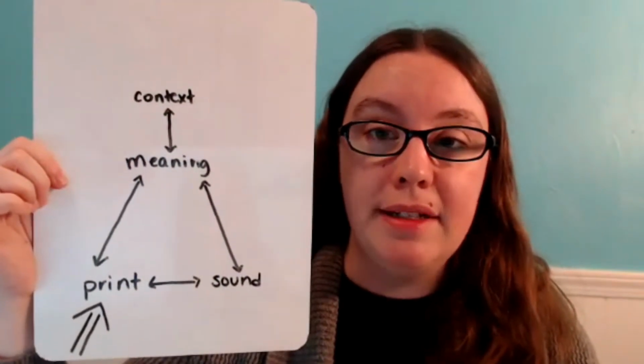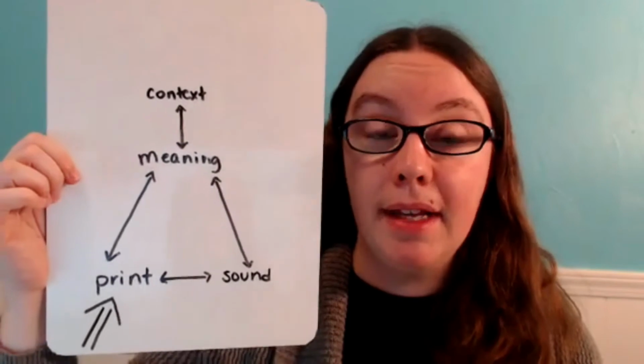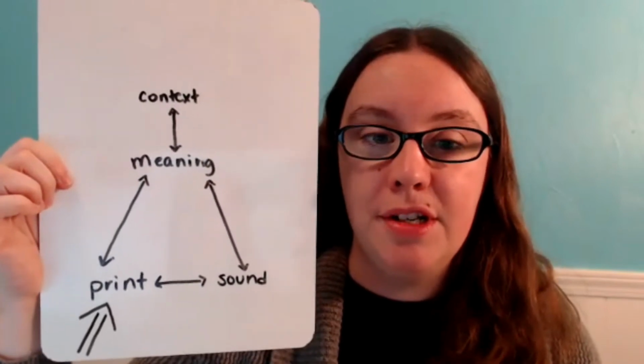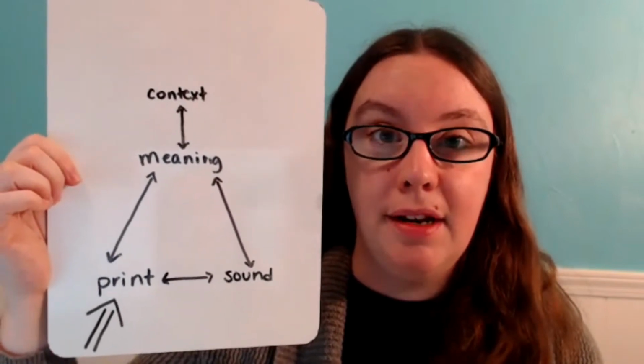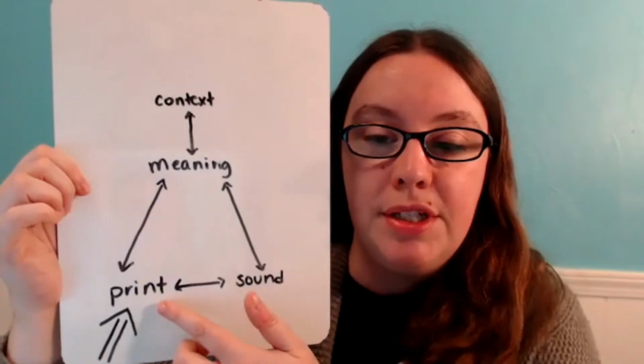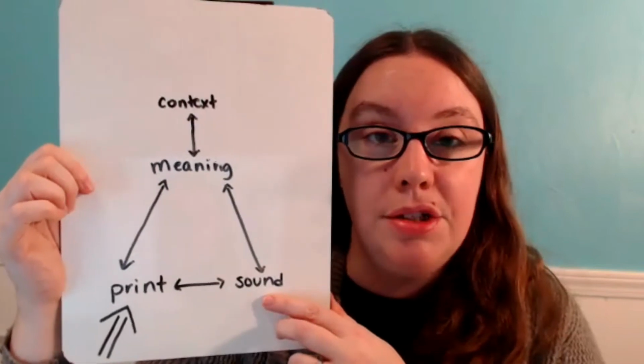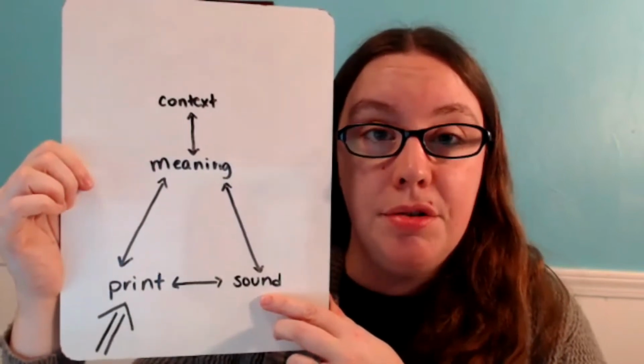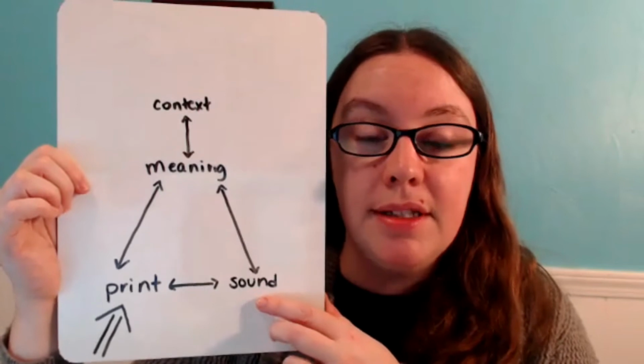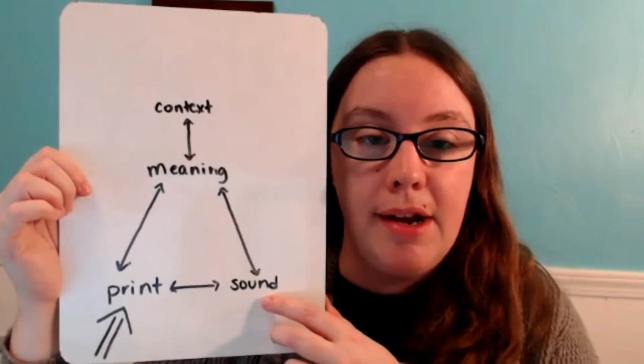So if your child is struggling to read, this model can be really helpful because you can observe your child and think, where is it that they're getting stuck? When they first see the book, when they first see the print, are they able to turn that print into a sound? Are they able to blend the letters together and make words? And if not, then that's where you're going to want to focus.